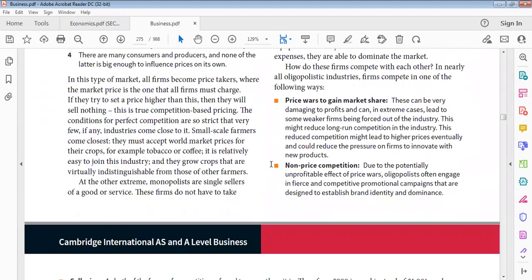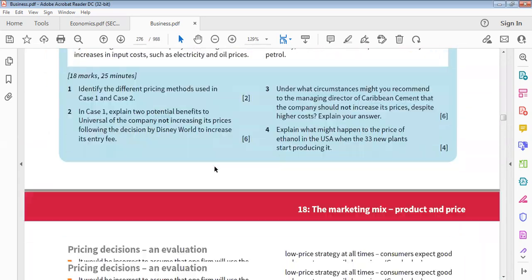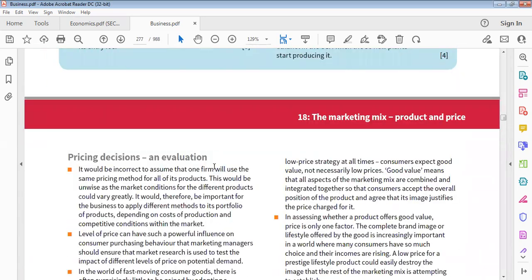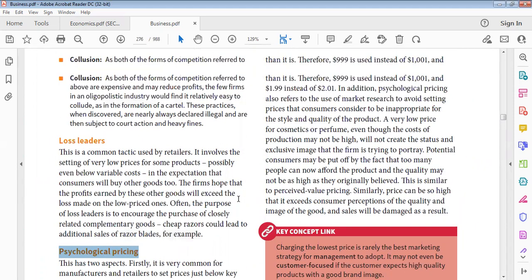All right. I think we're actually done with this chapter. So there are just a few other small concepts. For example, I'll tell you what this is. Psychological pricing. Psychological pricing is when you want to influence the mind of the people, of the customers.